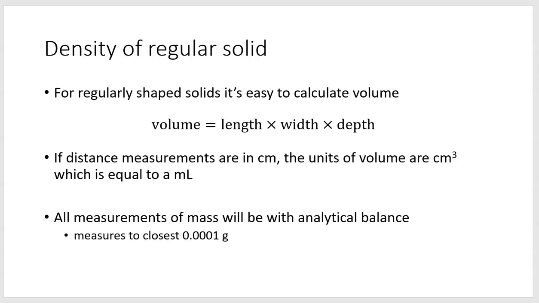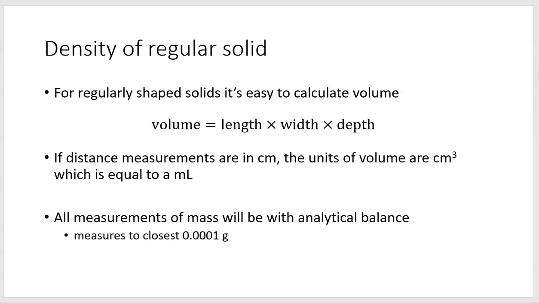So the first procedure in this experiment is measuring the density of a regular solid. Regularly shaped solids are things that are kind of boxy shaped, where they have 3 straight edges, 3 sides that are all 90 degrees to one another. In that case, it's not too hard to measure volume, because we can use a ruler to measure the length of all 3 dimensions, and then the volume is just the product of those 3 dimensions.